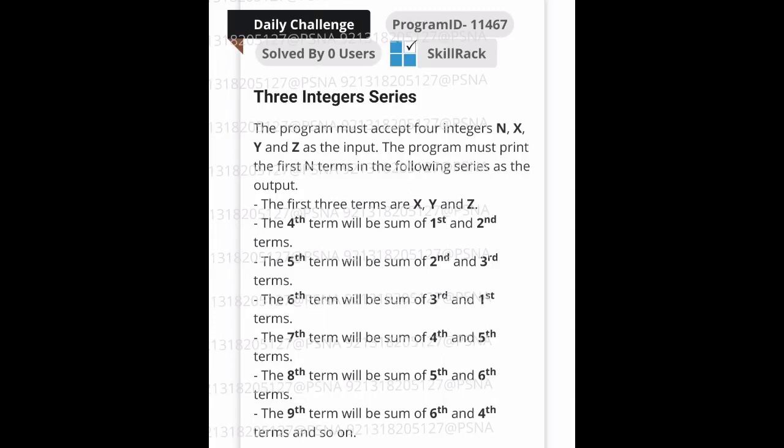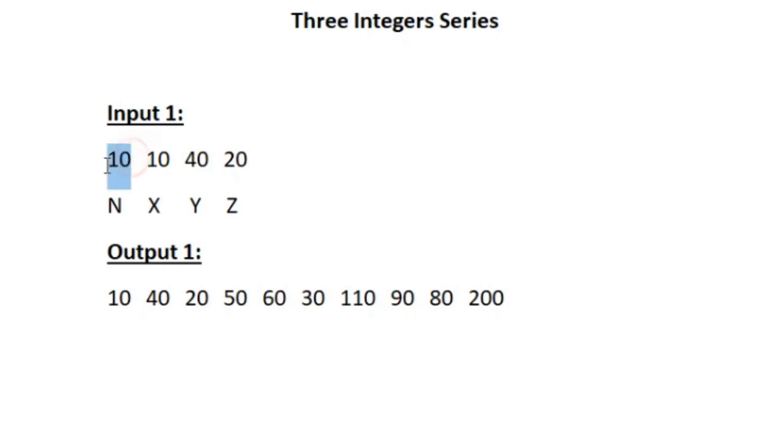This is the question asked in today's SkillRack daily challenge. First we are given the value of the integer n, and then we are given the value of x, and then integer y, and then integer z. So we are given the values of 4 integer variables. Now we have to form a series with n integers.